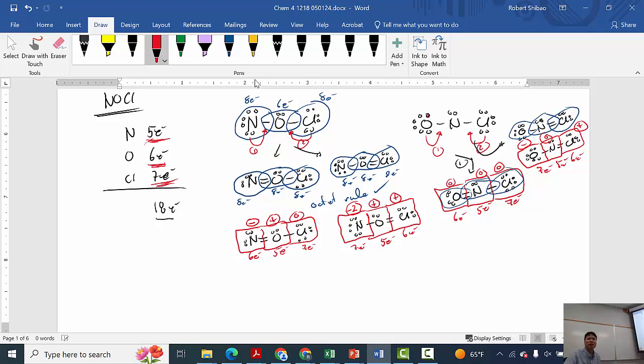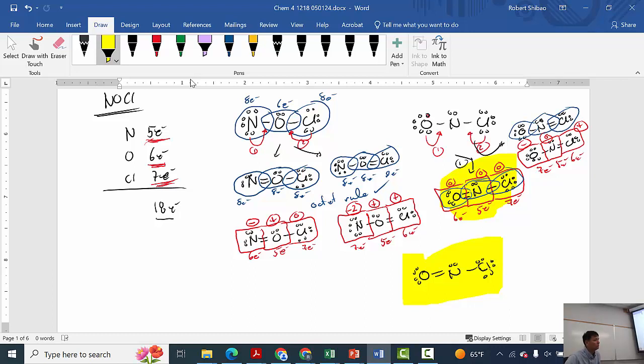Out of these 4 structures, which one do you like the best? Yeah, the third one. So this is the correct structure here. This third one. And so the way we'd write it is this. There's no formal charges, and the bonding looks normal. If there are no formal charges, we don't write anything. There. So that would be it.